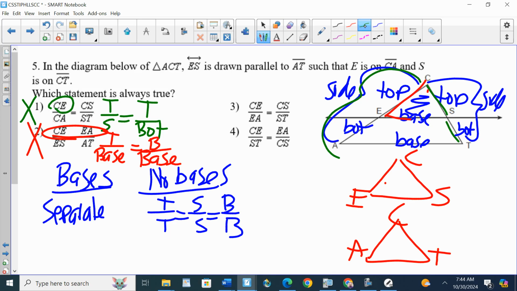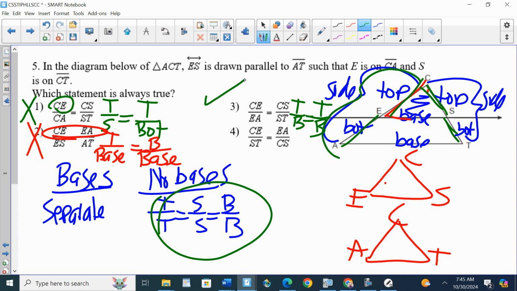All right, choice 3: CE is a top over EA is a bottom equals CS is a top over ST is a bottom. I've got top over bottom equals top over bottom. That one looks good. Choice 4: CE is a top over ST is a bottom. However, it's the wrong bottom. It's the left top over the right bottom. That's not correct. Choice 3 is your answer.